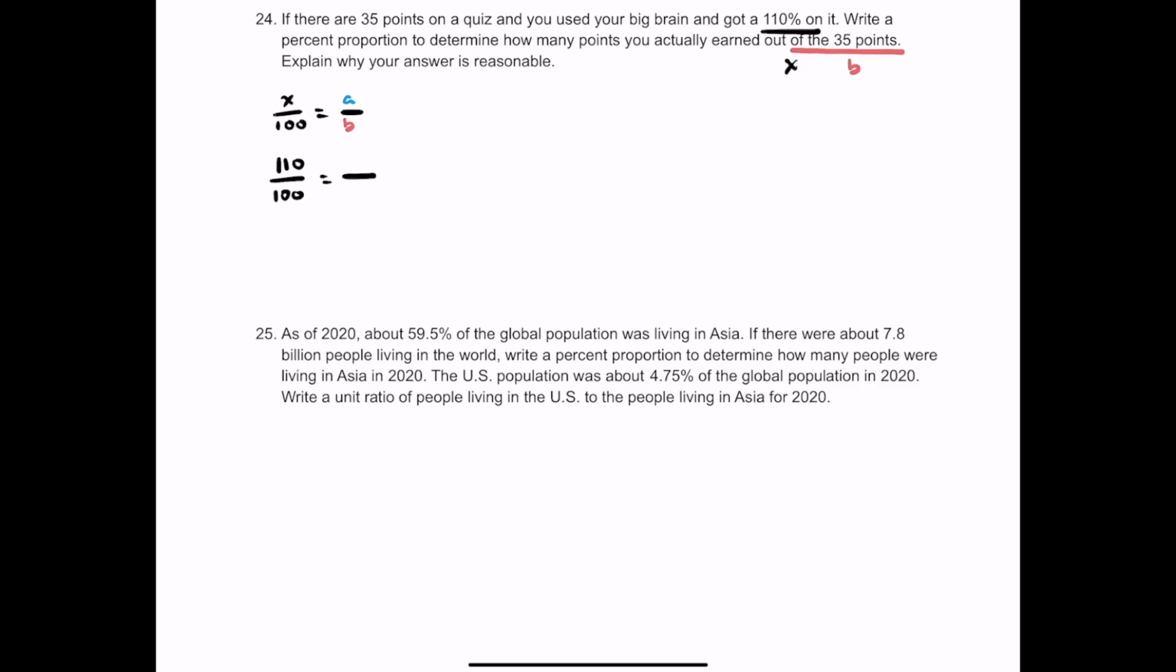Well, we don't really know, but it's out of 35. So I'm going to put A over 35, and let's see if we can figure some stuff out now. We can divide this both by 10, and I don't think we can simplify anymore. So we have 11 over 10 is equal to A over 35.